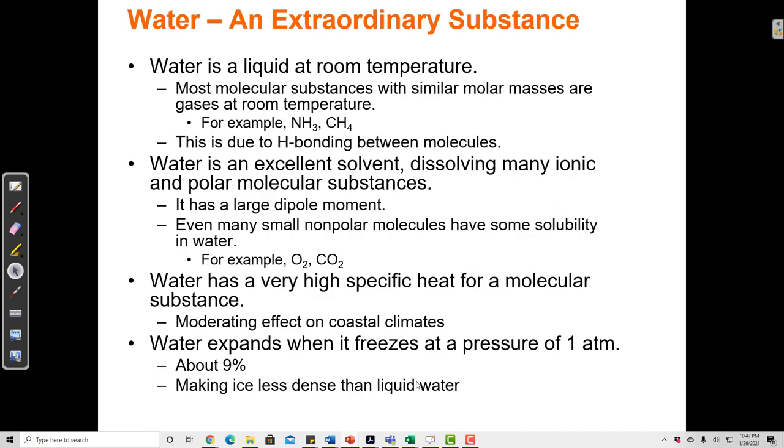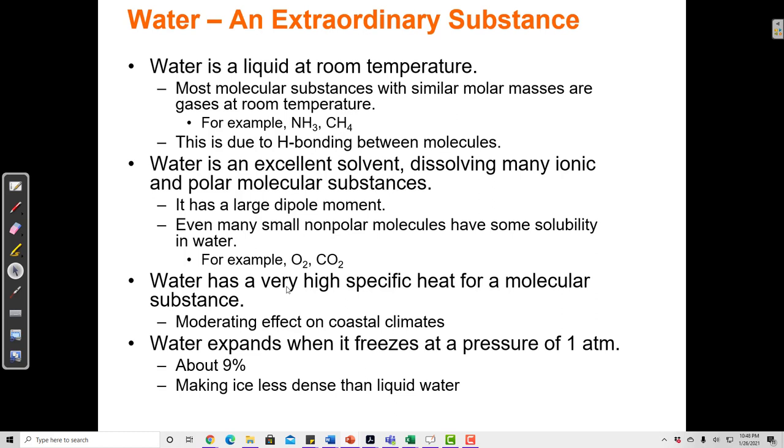So water is different than most other substances. Water is a liquid at room temperature, even though it is a very small molecule. Other molecules that are similar in size are gases. The reason that water is a liquid is because of its hydrogen bonding. Water is an excellent solvent, so it can dissolve many substances. These other similar molecules cannot. They're not as good at dissolving things. Again, that's because water is so polar.